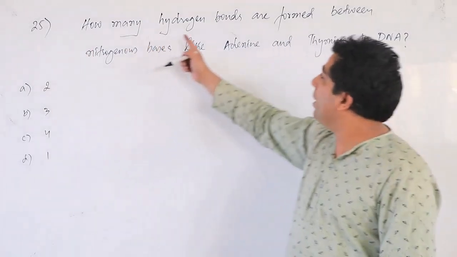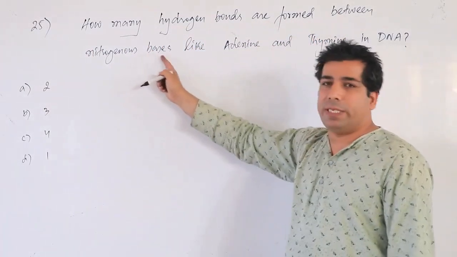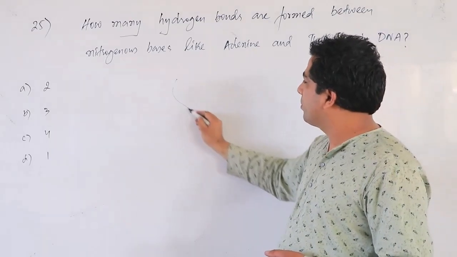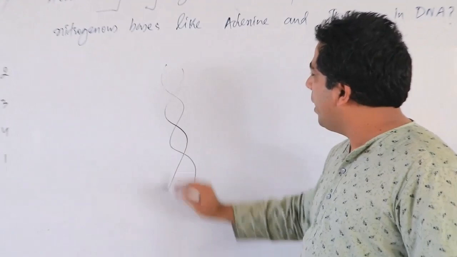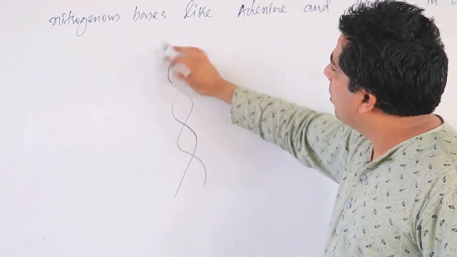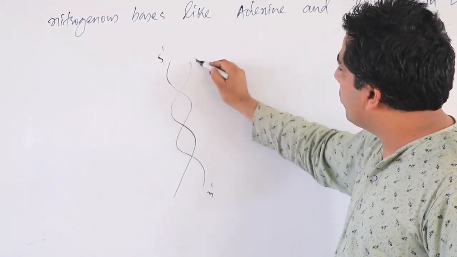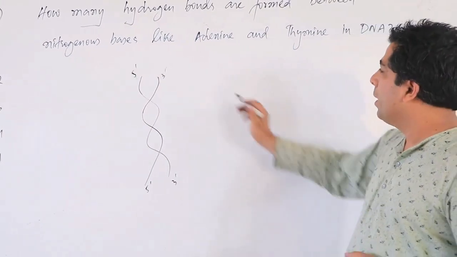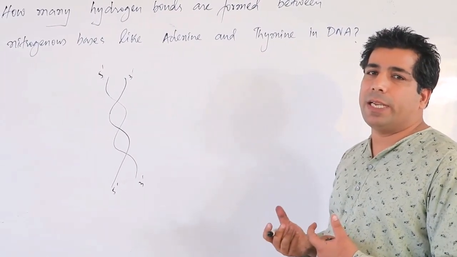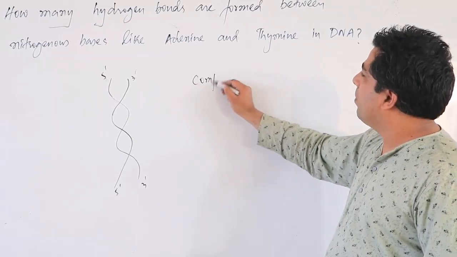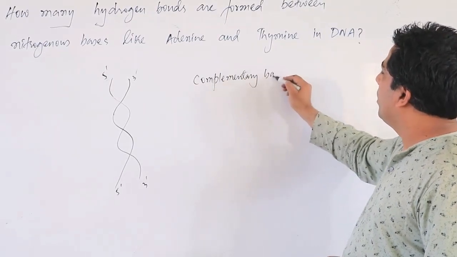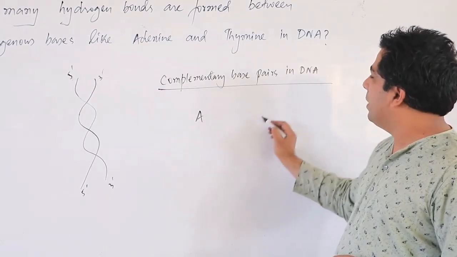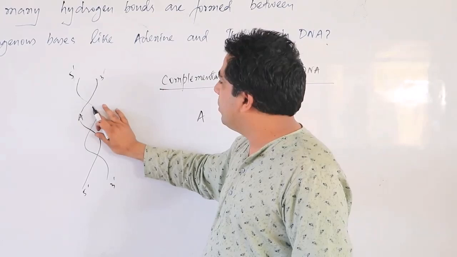25th question, my dear friends. How many hydrogen bonds are formed between nitrogenous bases like adenine and thymine in DNA? It's a very easy thing. If you look at the DNA structure, it's a double helix structure. Everyone is aware of it. So it's from 5 prime to 3 prime, and from 3 prime to obviously 5 prime. Correct? Anti-parallel strands. There will be adenine and thymine, which are basically complementary base pairs in DNA. Adenine will base pair with thymine. Like if you have adenine here, its opposite base will be thymine.